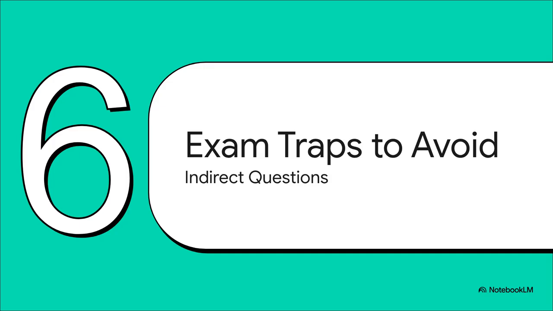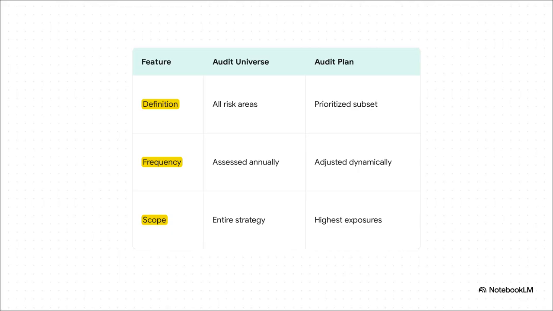All right, let's wrap things up with Section 6, Exam Traps to Avoid. Let's defend against those tricky indirect questions. This breakdown right here tackles one of the most common traps CIA candidates fall into, confusing the audit universe with the audit plan. Just look at the scope comparison. The audit universe includes literally everything, every business unit, every process, the entire strategic plan. It is massive, and it's assessed at least annually. The audit plan, on the other hand, is a highly prioritized subset. It only includes the areas with the absolute greatest adverse exposures or things with specific cyclical needs, and it's adjusted dynamically. Remember, do not confuse the giant universe of possibilities with your focused, resource-constrained audit plan.